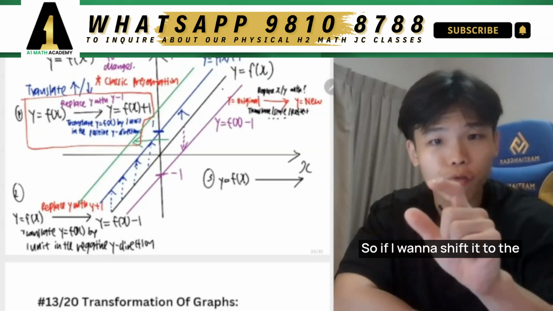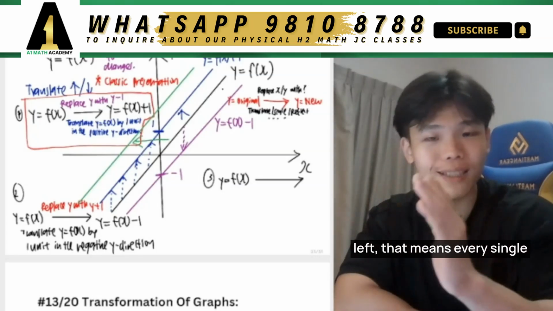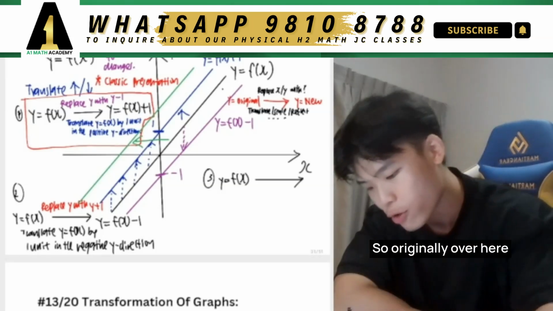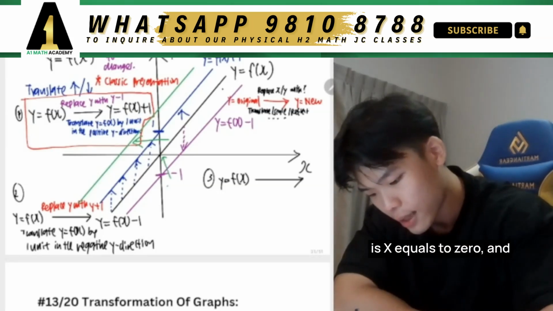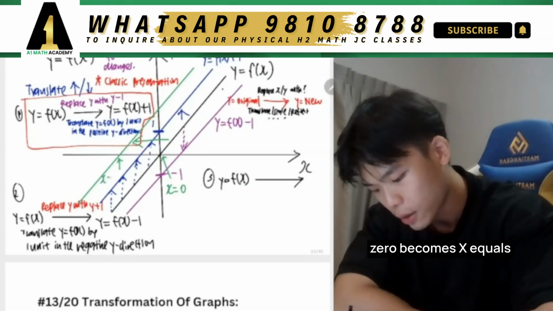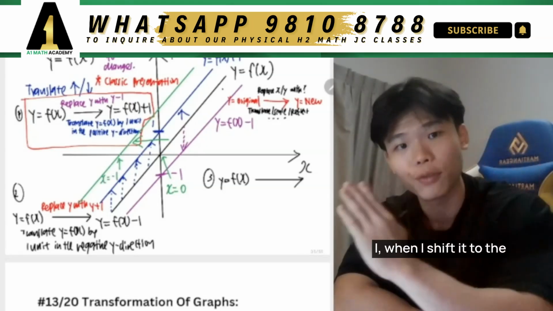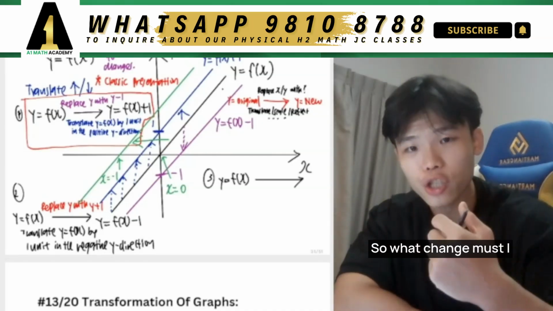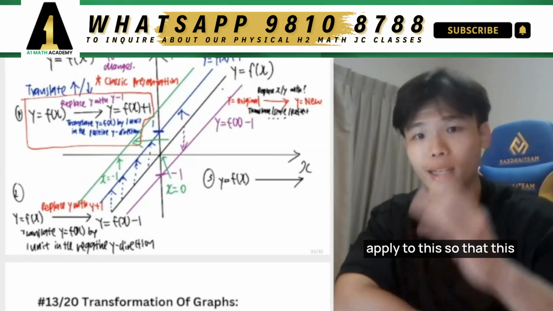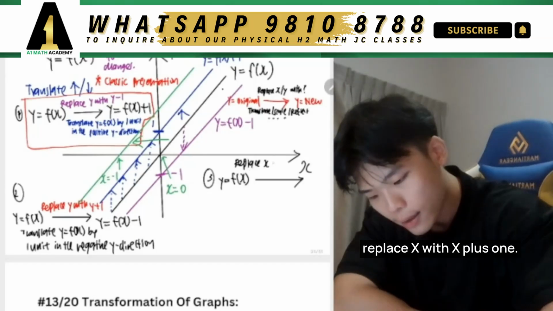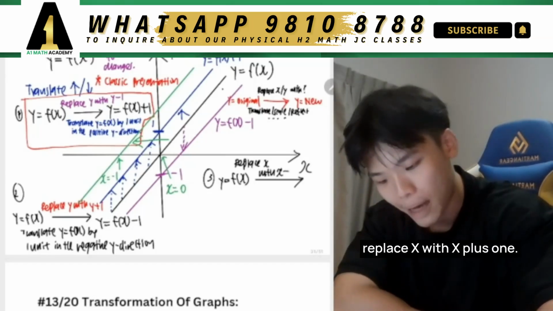So if I want to shift it to the left, that means every single x value will minus 1, correct? So originally, over here is x equals 0, and now this x equals 0 becomes x equals negative 1, right? When I shift it to the left, every single x value drops by 1. So what change must I apply so that this graph can shift to the left? That is where I will replace x with x plus 1.